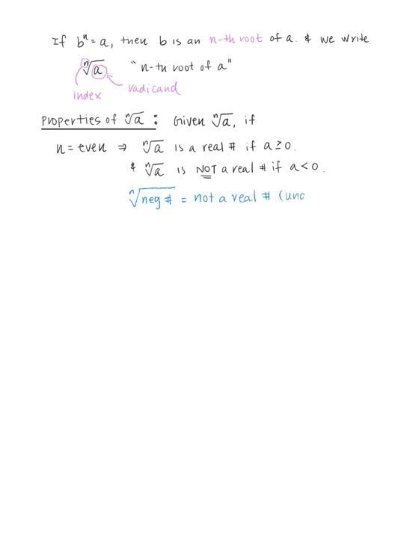Or we can say undefined. But if the radicand is positive or 0, you're good to go. You're going to have a real number coming out of the nth root of a.